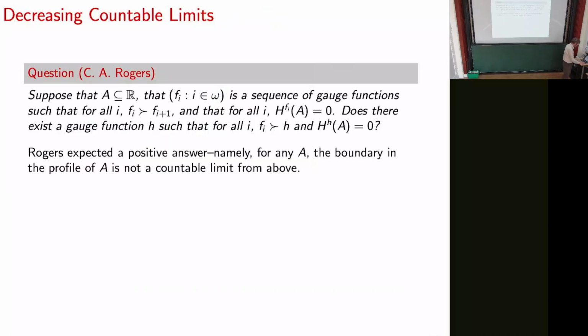That's the question. Okay, so suppose that you have a sequence of gauge functions so that it's decreasing, f_i is of higher order than f_{i+1}, it's going down. And A looks null for all the f_i's. Okay, so that's the setup. You have a cofinal omega sequence going down in the white region. Does there exist a gauge function h such that h is of lower order than all the f_i's, and h also gives measure 0? So is it the case that the white region doesn't have cofinality omega decreasing? And he expected the answer to be yes.